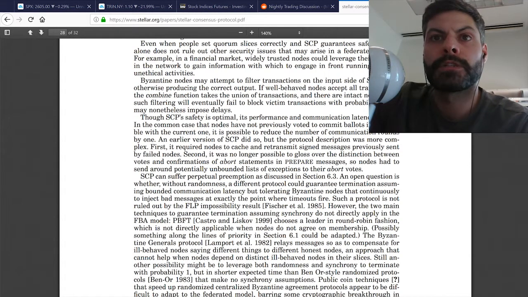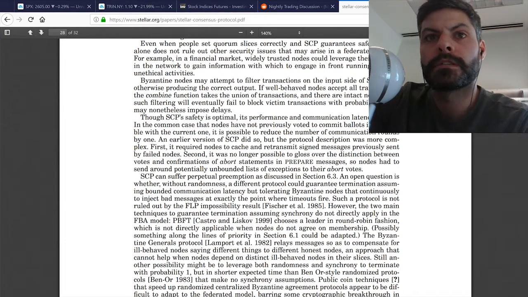SCP can suffer perpetual preemption as discussed in Section 6.3. An open question is whether, without randomness, a different protocol could guarantee termination, assuming bounded communication latency, but tolerating Byzantine nodes that continuously inject bad messages at exactly the point where timeouts fire. Such a protocol is not ruled out by the FLP impossibility result.